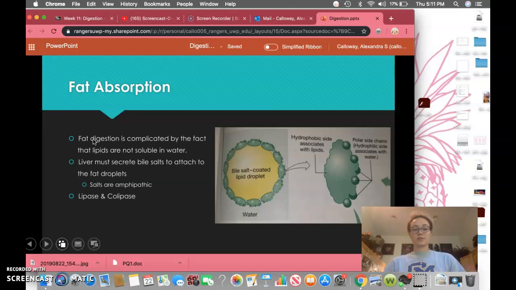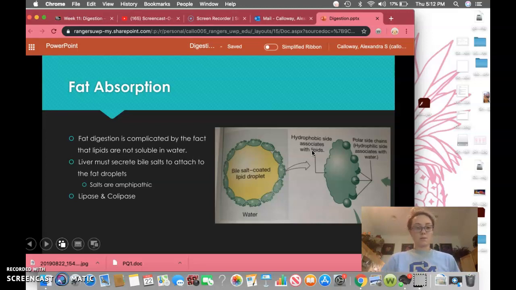So what the liver does is it secretes these bile salts that attach to the lipid droplet, like right around here. And the bile salts are actually amphipathic, which means that they have a hydrophobic side and a hydrophilic side. And the hydrophobic regions of bile salts are associated with the surface of the lipid, so that the hydrophilic portion can associate with the water that will be surrounding it, so that it can move through water.